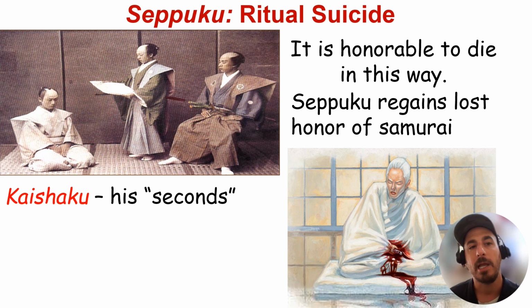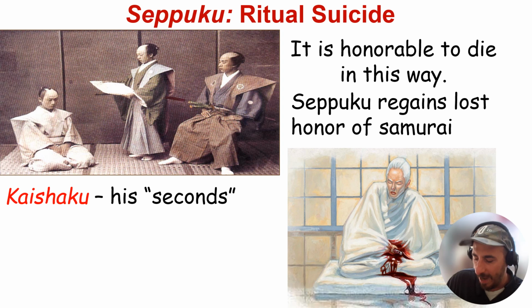I would pick a kaishakunin who's my second, and I would give my kaishakunin my katana sword, and then I would sit in front of a group. I would go through a ritual of cleansing my body, and then I would sit in front of a group. Often there'd be witnesses. I would take off my top robe so my chest was exposed. I would take my tanto blade. I would go right below my abdomen, push it in, slice down, turn, cut across my stomach, and go up. And when I do that, it should release my guts, and I should die very quickly.